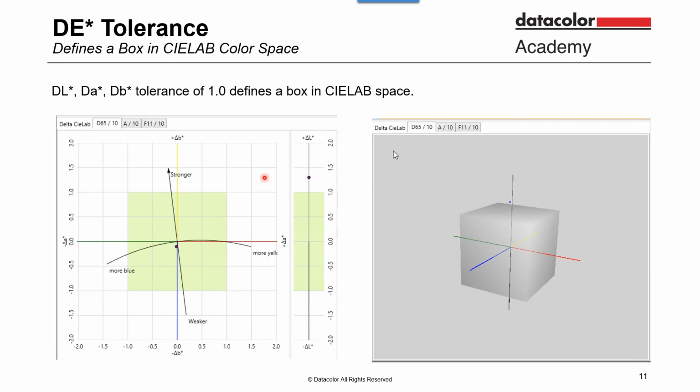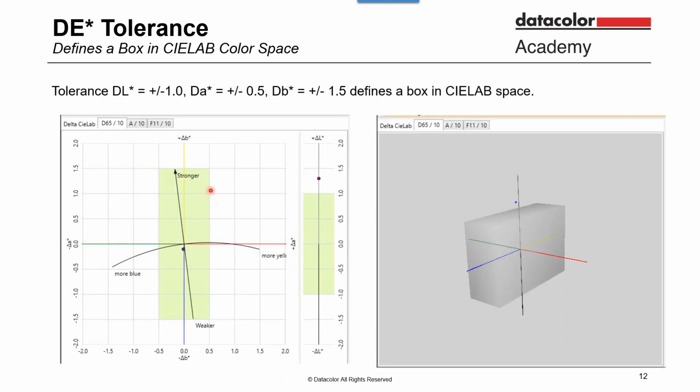With DE, we can also define a simple box tolerance. We can have DL, Da, Db, and a tolerance of 1 would define a box in color space. So I have Da plus and minus 1, Db plus and minus 1, same thing with L, and that would create a square box in color space. Here I'm taking the box and making it a rectangular box, where I've made the delta a plus or minus 0.5. I stretched the delta b, and visually over here in 3D, you're creating this rectangular box.